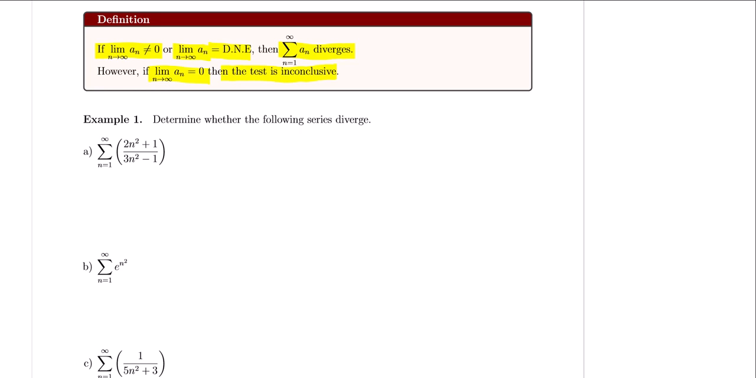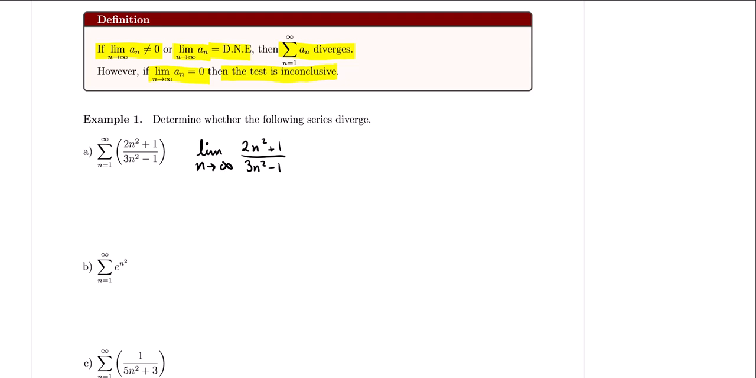So we have the infinite series of 2n squared plus 1 all over 3n squared minus 1. Will this series converge or diverge? Well, let's go ahead and use the divergence test to see if it's going to diverge. All that we need to do here is to take the limit as n approaches infinity of our sequence, which is 2n squared plus 1 all over 3n squared minus 1. Now for this one, if we let n get arbitrarily large, then we would be dealing with an infinity over an infinity, which means that we have an indeterminate form and we can use L'Hopital's rule.